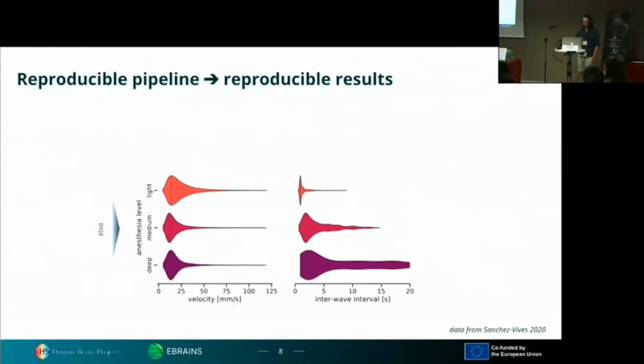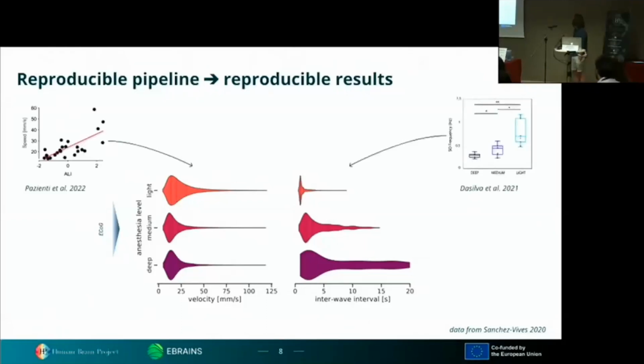And similarly, just as a sanity check, the reproducibility that is built into this pipeline allows us to quite feasibly reproduce already existing published results, where we see that the velocity and the interwave interval depend on the depth of anesthesia: the deeper the anesthesia level is, the slower the waves become, and also the less frequent the waves become. So this motivates that the results are reasonable.